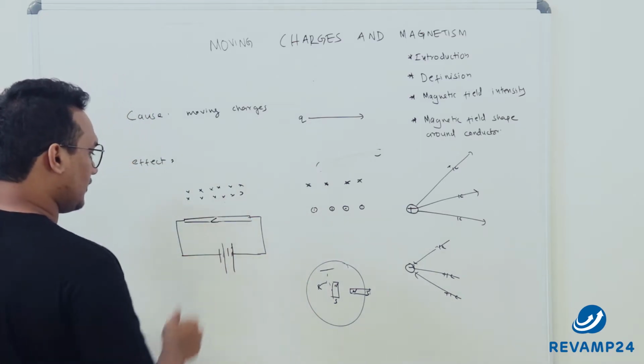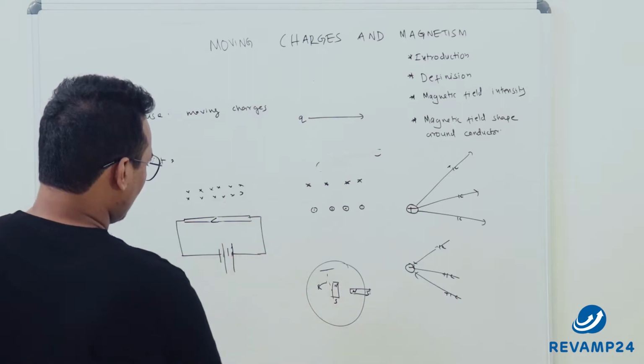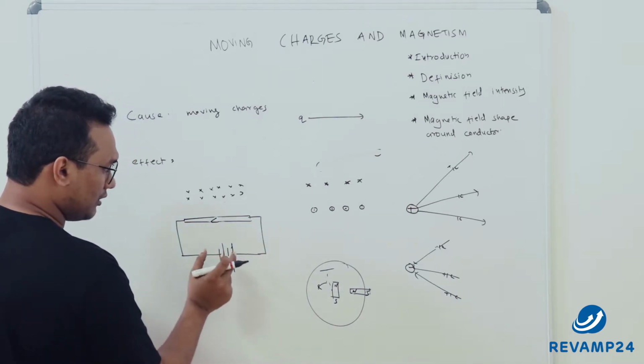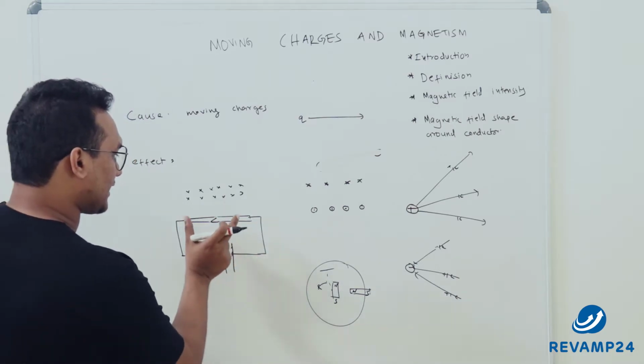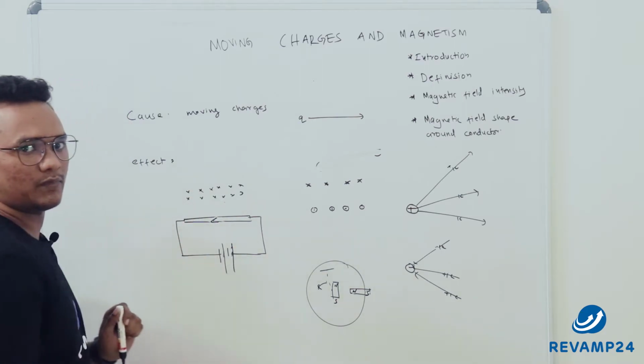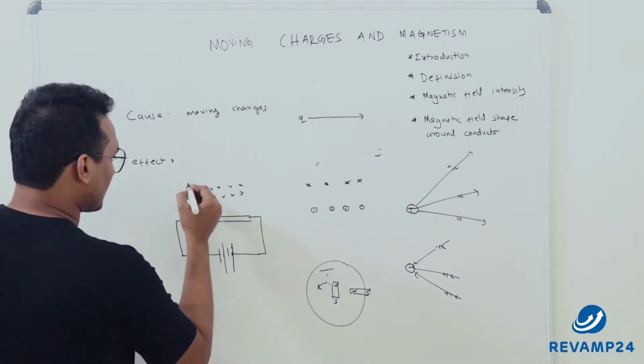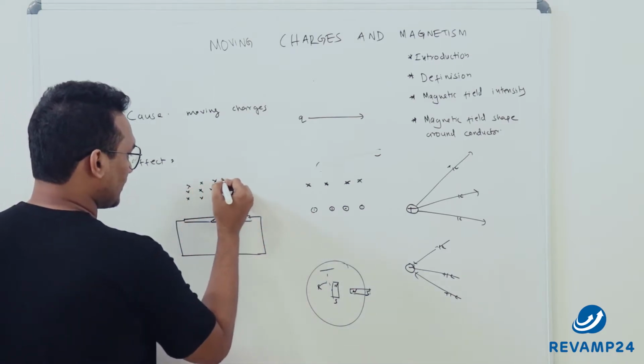Now the magnetic field produced by a source or by a current carrying conductor when a current is passing in this direction will be into. I will explain this in this video itself. Okay. So anyway, we have a magnetic field produced by a current carrying conductor here.